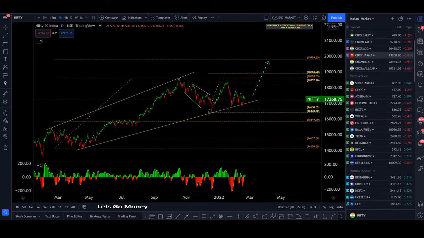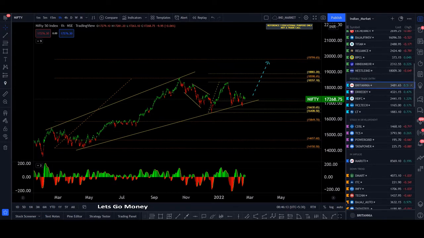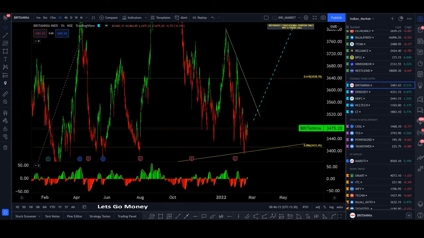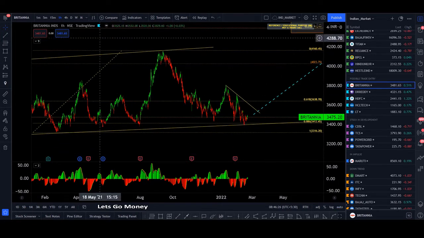Coming to the stocks, we have analyzed the stocks which we are in trade right now in the weekly trade report. Please look at that video to get more information about all these stocks. So let's cover the remaining ones. These are the possible stocks where we might have trade entries, so let's cover that first.